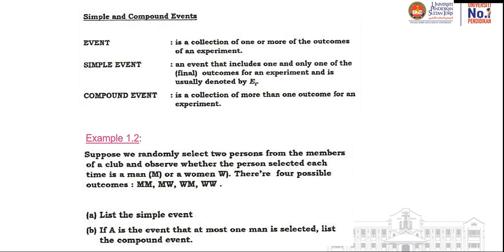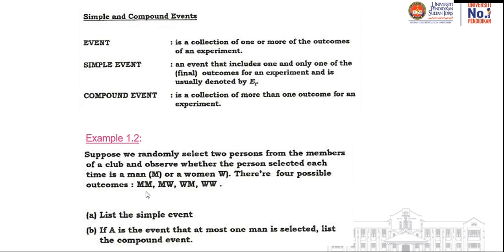So MM here represent the first and the second person is man. MW represent the first man, the second woman. WM represent the first woman and the second man. And WW represent both are woman. So the question is, A, list the simple event. And B, if A is the event that at most one man is selected, list the compound event.